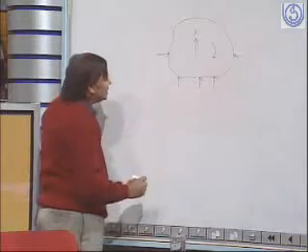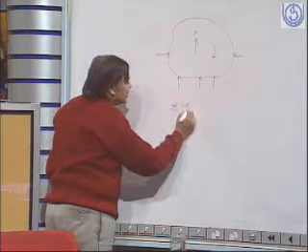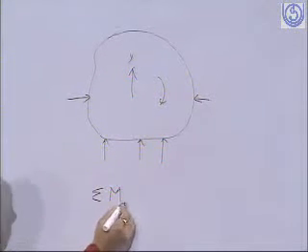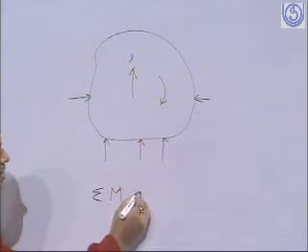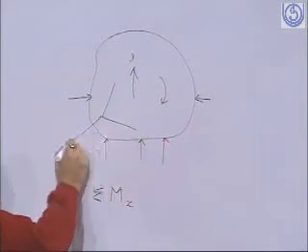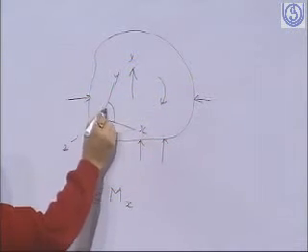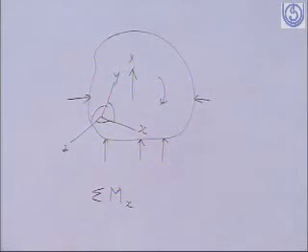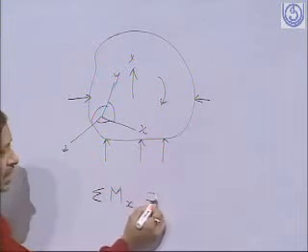So for preventing rotation, the moment about these three orthogonal axes, whatever axes we have chosen, x, y and z, the three orthogonal axes, the sum of their moments about any axis, say axis x, should be equal to 0.